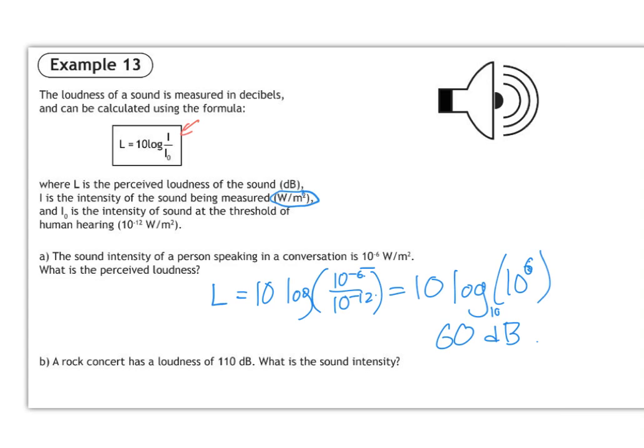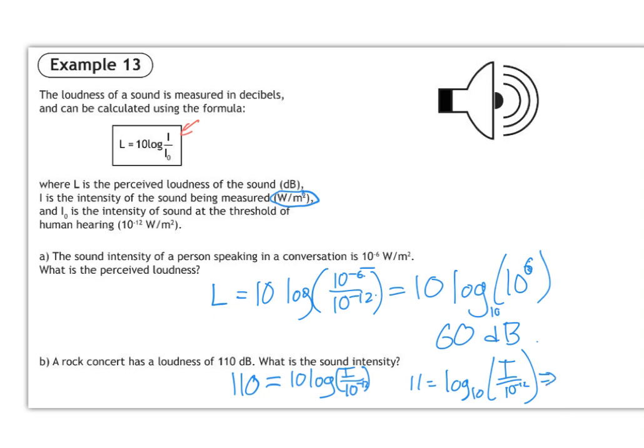All right, now working backwards. So we've got a rock concert that's 110 decibels. That's the loudness. And now I'm going to do this as 10 log of I, we don't know what that I is, and then we've got 10 to the negative 12 on the bottom. Okay. I'm going to divide by 10. And we end up getting 11 is equal to log base 10 of I divided by 10 to the negative 12.